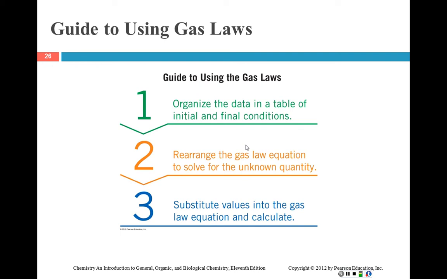Okay? So we're going to first make sure that we organize our data. And I call this step take inventory. Okay? So you organize your data, you take inventory. That is, okay, you see, I got P1 is this, V1 is this, etc. Then you rearrange the gas law equation to solve for the unknown. This is the math way to do it. If you don't like that way, then put your numbers in first and then rearrange it. There is nothing wrong with that, okay? Then you substitute the values in if that's the way you're going to do it.